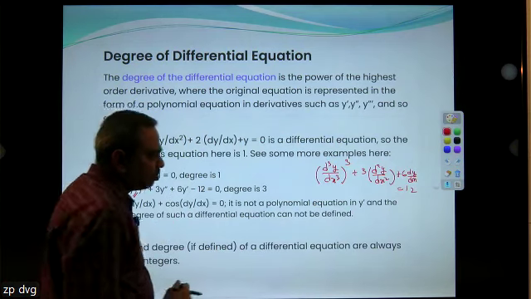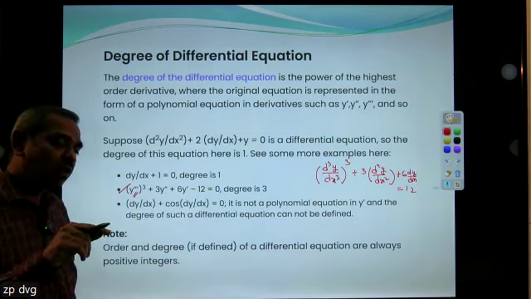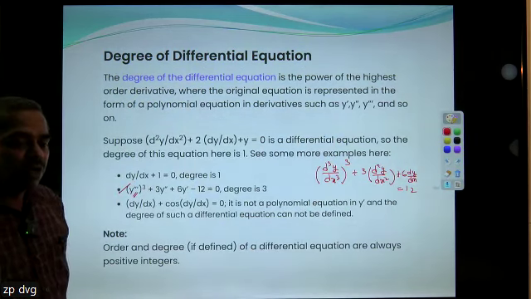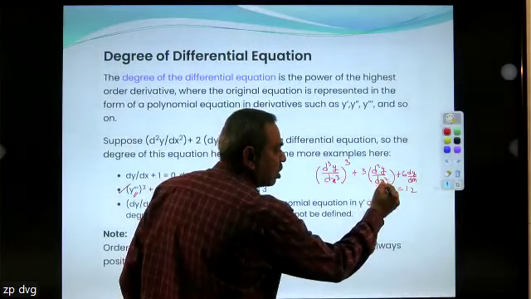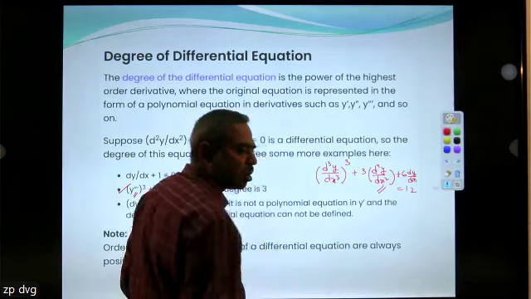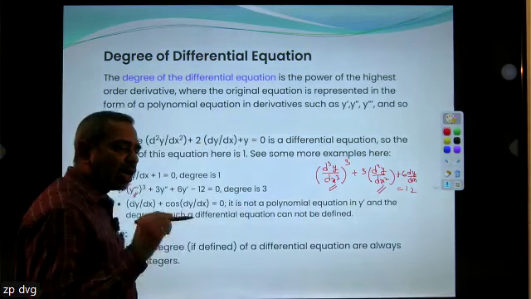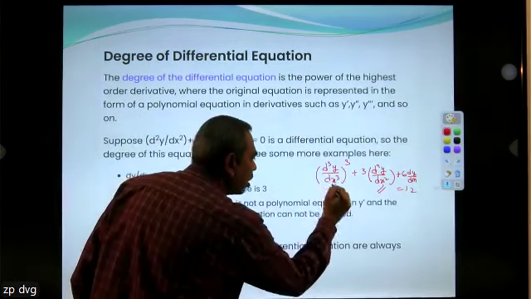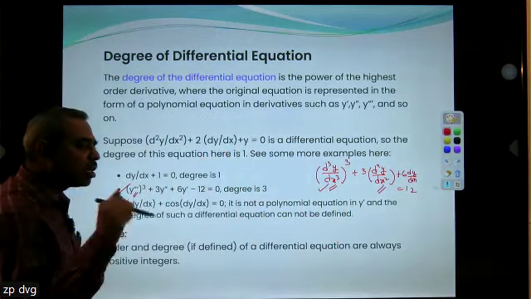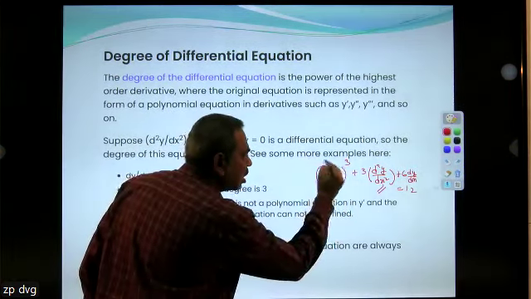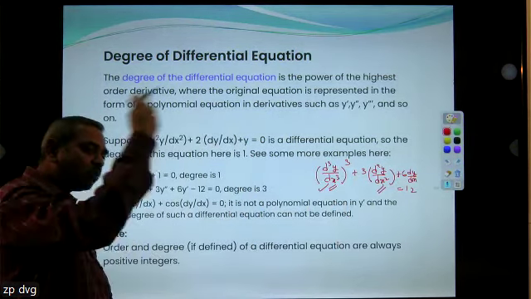Now to find the degree, what is the definition? It is the highest power of the highest order derivative. Now tell me which is the highest order derivative here. d square y by dx square is a second order derivative. d cube y by dx cube is a third order derivative. Which is the highest order derivative? This d cube y by dx cube is said to be the third order derivative. Now if order is asked, then this 3 becomes the answer.